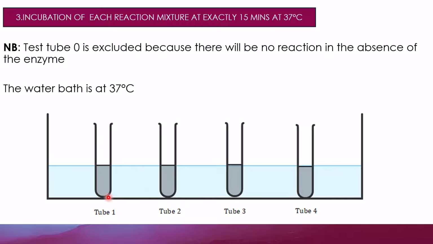So this is our water bath again set at 37 degrees Celsius. And these are the various test tubes that we are going to equilibrate for exactly 15 minutes. So we have test tube 1, test tube 2, test tube 3, and test tube 4.